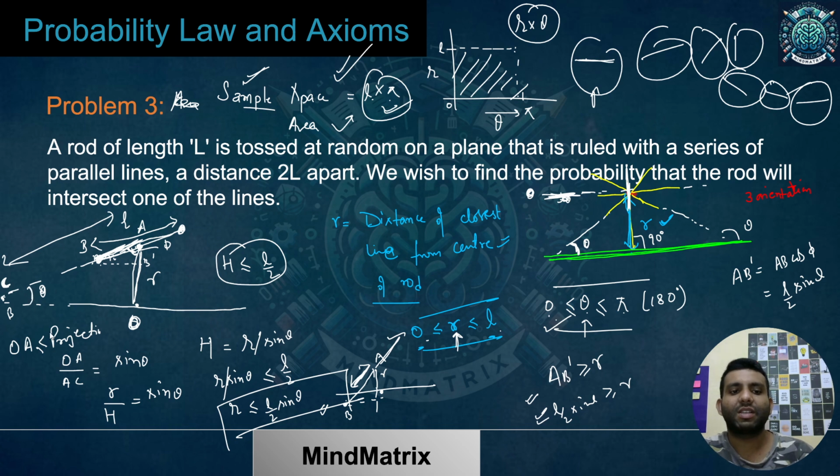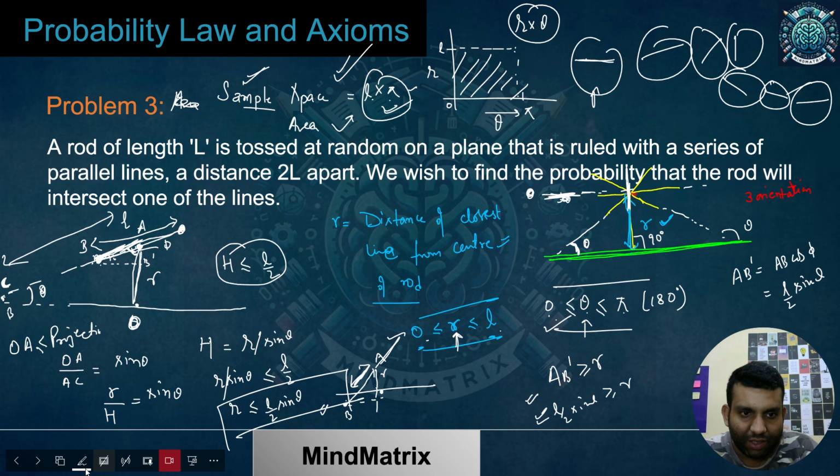We just discussed that for intersection, your AB length must be greater than your hypotenuse over here. Or the other way of talking about the same thing is the projection of AB must be greater than your OA length, which is R. This is one and the same thing. So let's move further. We know already the sample space is the area, which is like R theta. R was 0 to L, theta was 0 to pi. So overall area was L pi.